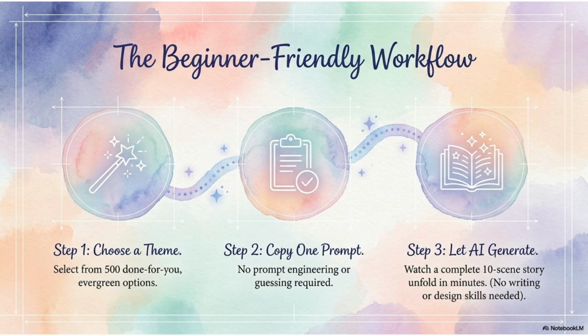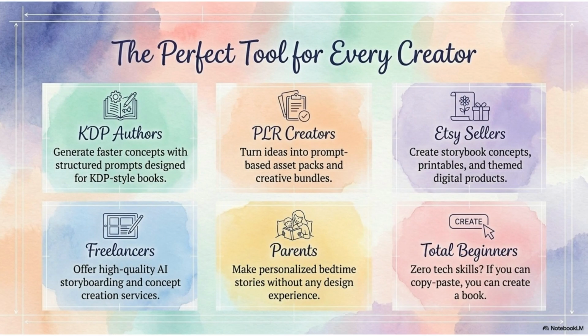The workflow is beginner-friendly. Step 1. Choose a theme from 500 options. Step 2. Copy one prompt. Step 3. Let AI generate a complete 10-scene story in minutes, with no writing or design skills needed. This is the perfect tool for every creator, including KDP authors, PLR creators, Etsy sellers, freelancers, parents, and total beginners who can create a book if they can copy-paste.